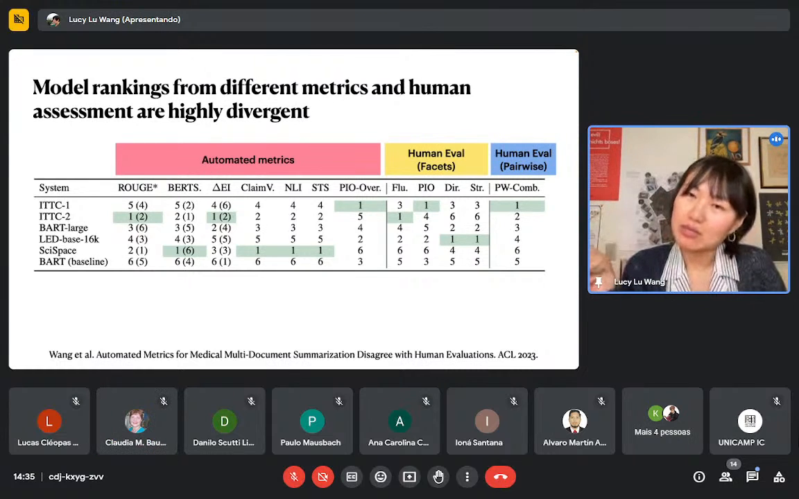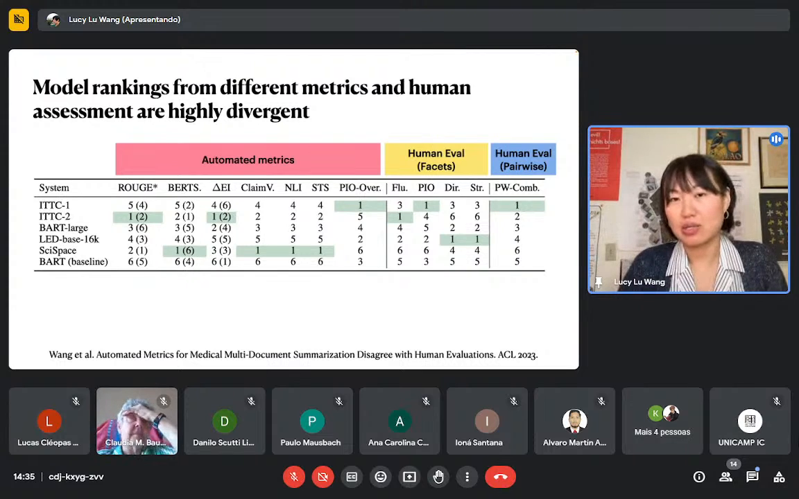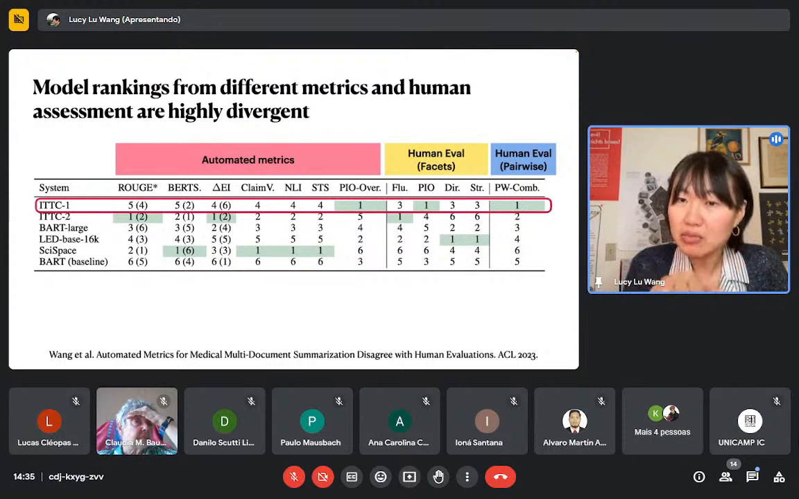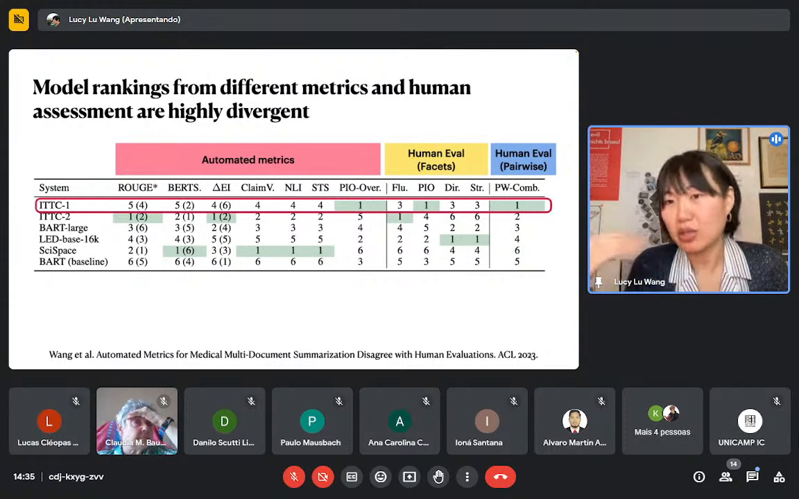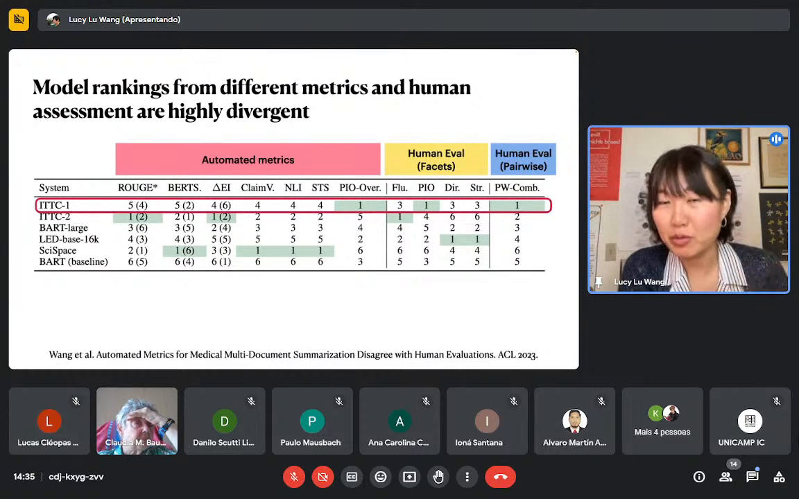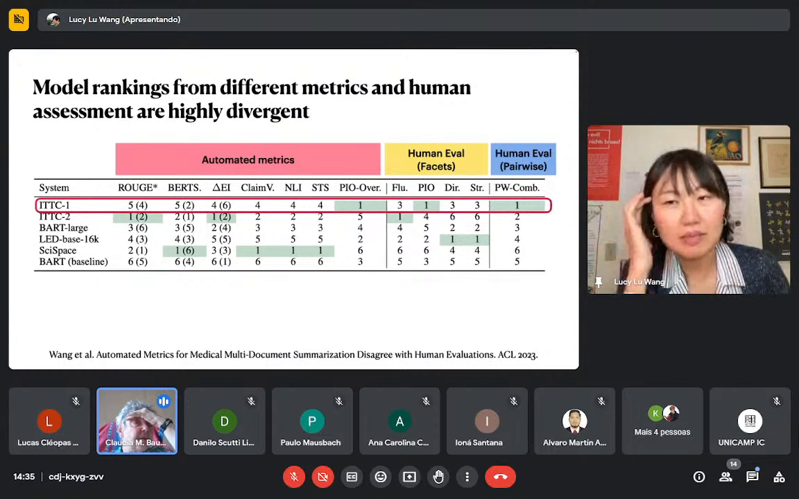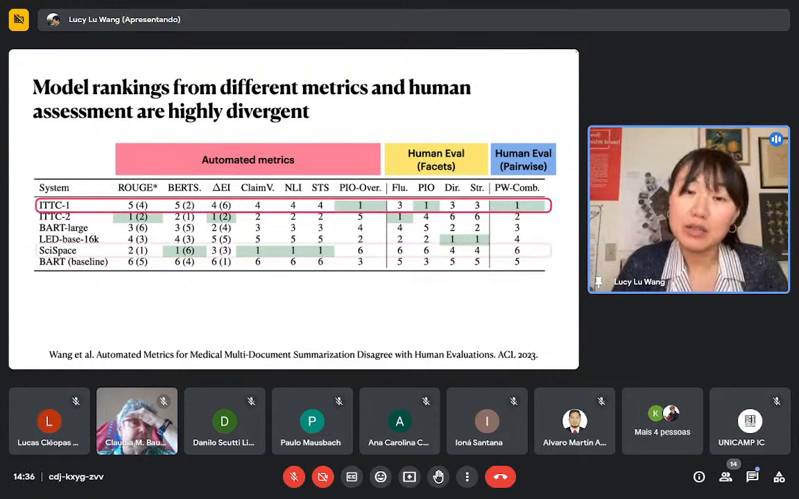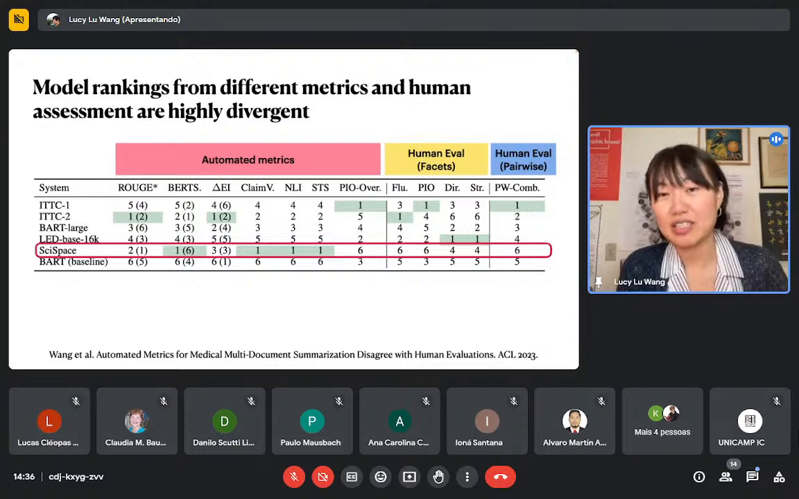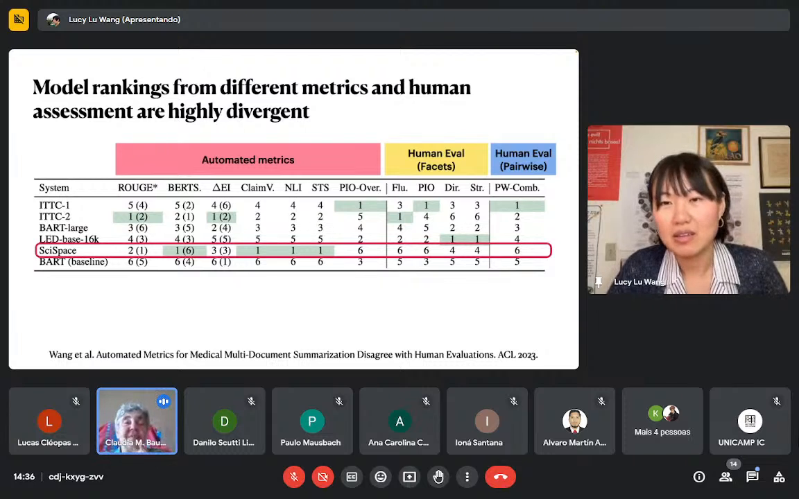But looking at this ranking level, we still see huge differences. So a system like the first row, ITTC1, is ranked relatively highly by all human evaluations, so in the top half of rankings, but it's rated quite poorly by most automated metrics. That's very interesting. And then you have systems like SciSpace, where the automated metrics rank it really highly, but human evaluation essentially says that the system outputs are quite poor. Right?